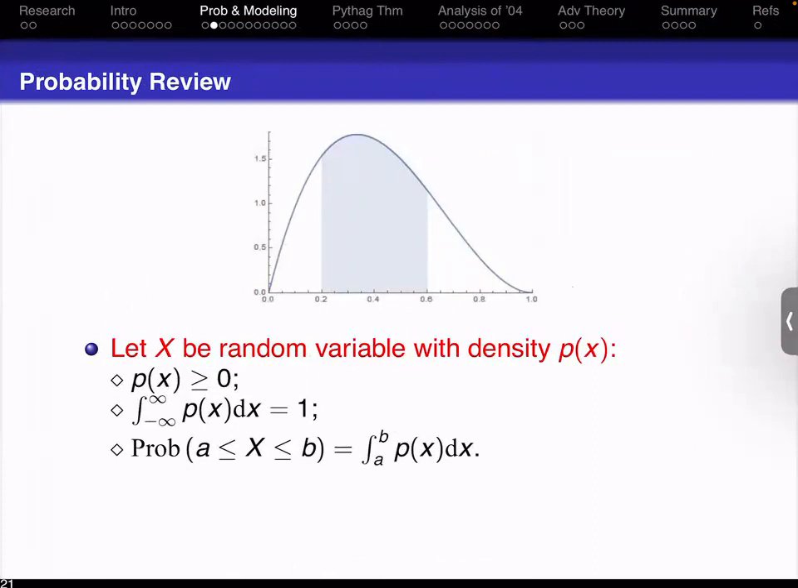And so the basics we need of probability are the following. We'll say X is a continuous random variable with density P of X if the following three things hold. The first is the density P is non-negative. The second is it integrates to 1. And the third is the probability I take on a value between A and B is just the integral, or the area under the curve, from A to B.